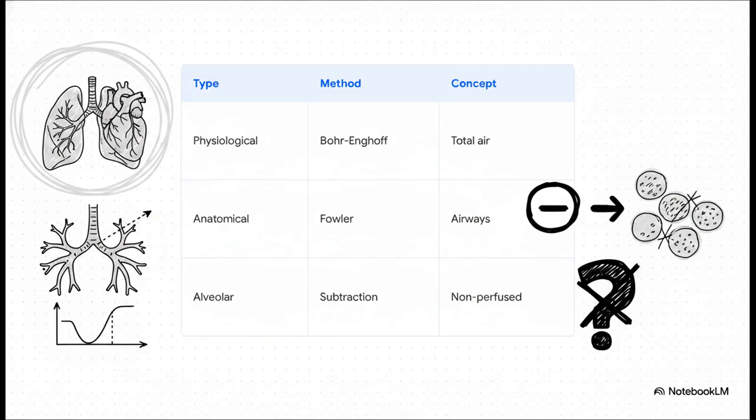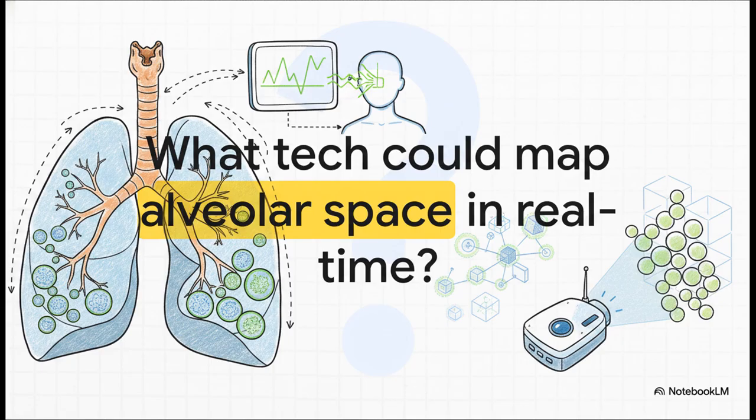We have to deduce it this way because, right now, a direct measurement technique that zeroes in only on the alveolar dead space is completely elusive to medical science. Which leaves us with a pretty big question. We have spent over a century stacking equations, from Bohr to Enghoff to Fowler, just to deduce what's happening deep inside our lungs. But since direct measurement is still elusive, what future technologies might finally let us map these non-perfused alveoli in real time? Are we waiting on advanced real-time volumetric capnography? Or maybe some totally wild imaging modality that hasn't even been invented yet? It's an absolutely thrilling frontier in respiratory medicine.